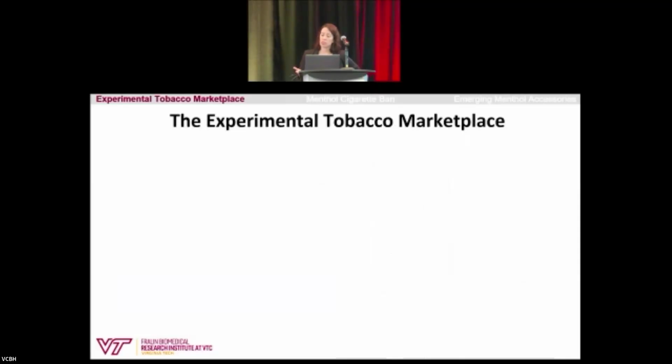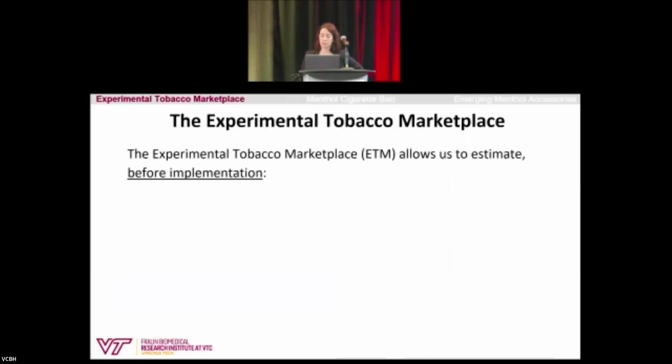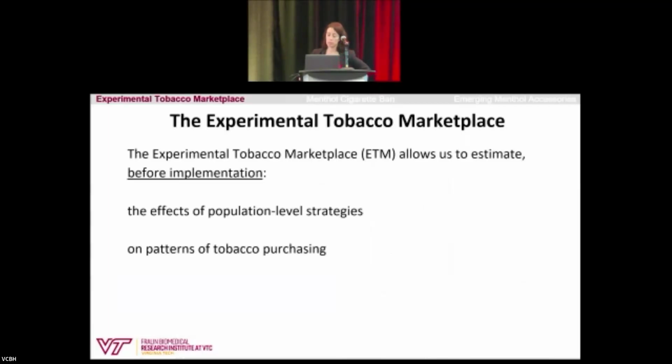So in addressing these challenges, Dr. Warren Bickel first established the experimental tobacco marketplace, and I have been helping refine and improve this model in the past 6 years. And this empirical model enables us to anticipate the impact of population-level strategies on patterns of tobacco purchase among various types of tobacco product consumers. And it's really a tool for pre-implementation estimation of the effects of diverse strategies on population scale.